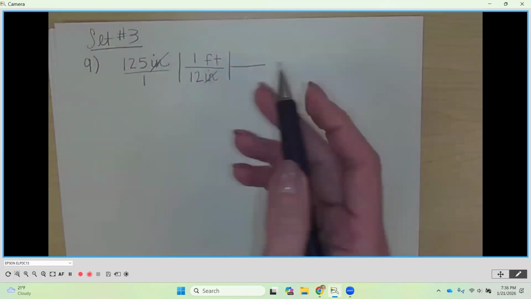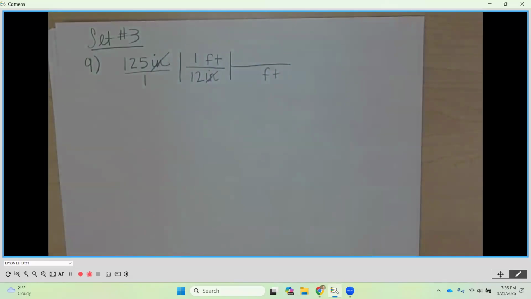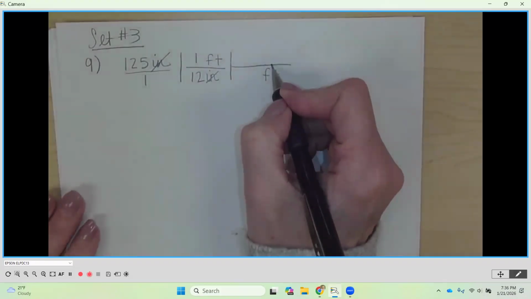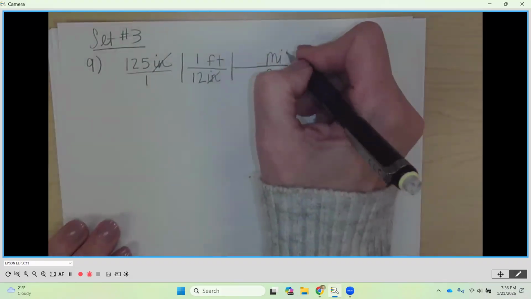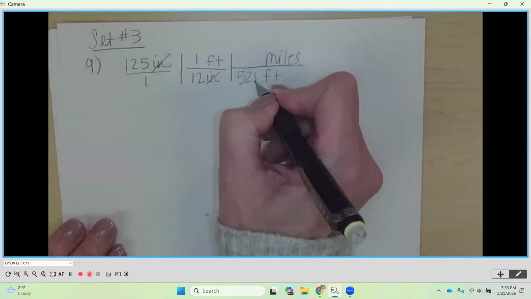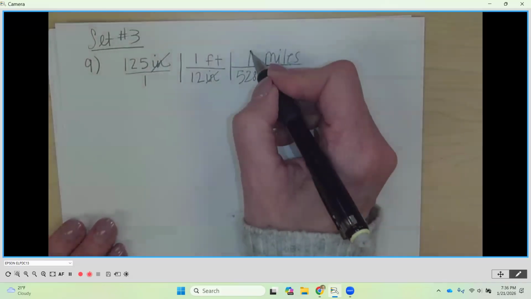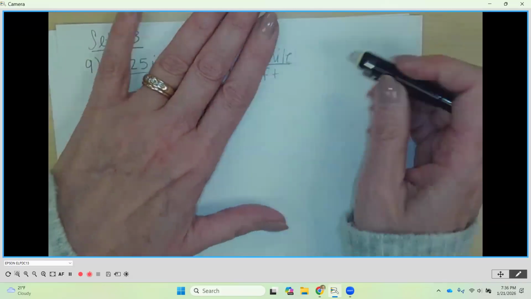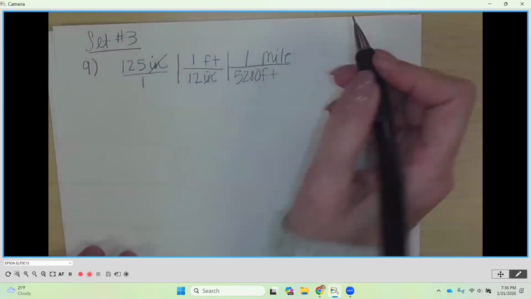Feet are on top right now. So that means my feet have to go on the bottom on my next ratio, so that they cancel. And what's going to go on top? Miles. Okay, I'll put miles. I know that there are 5280 feet, so that's going to go on the bottom, in 1 mile. 1 mile.